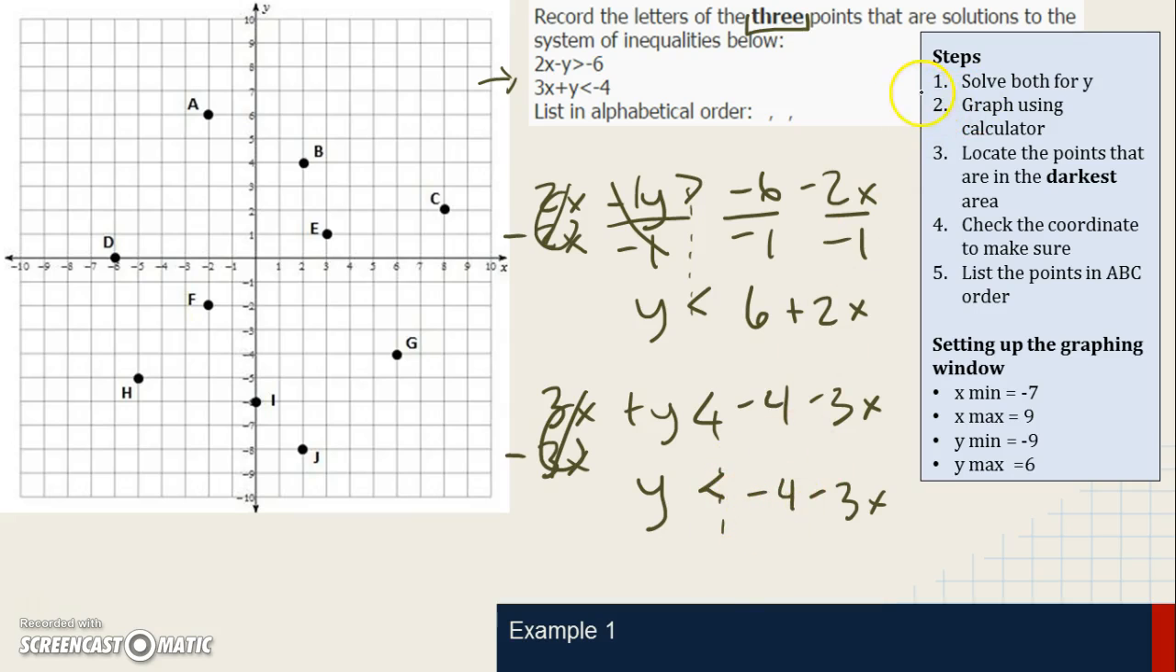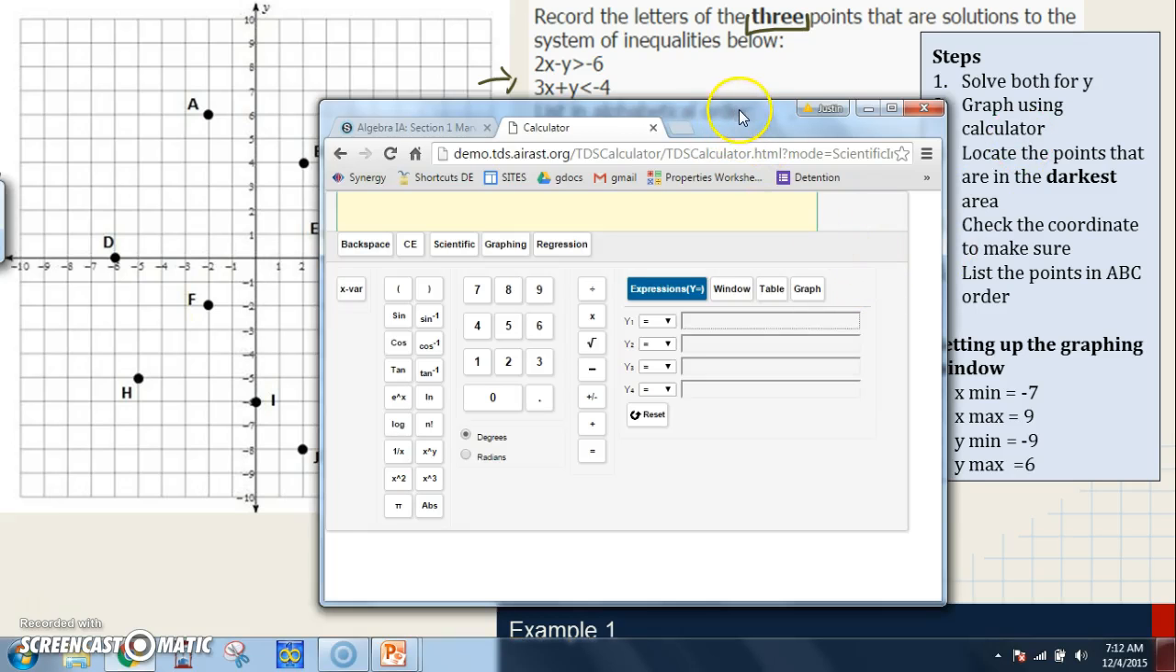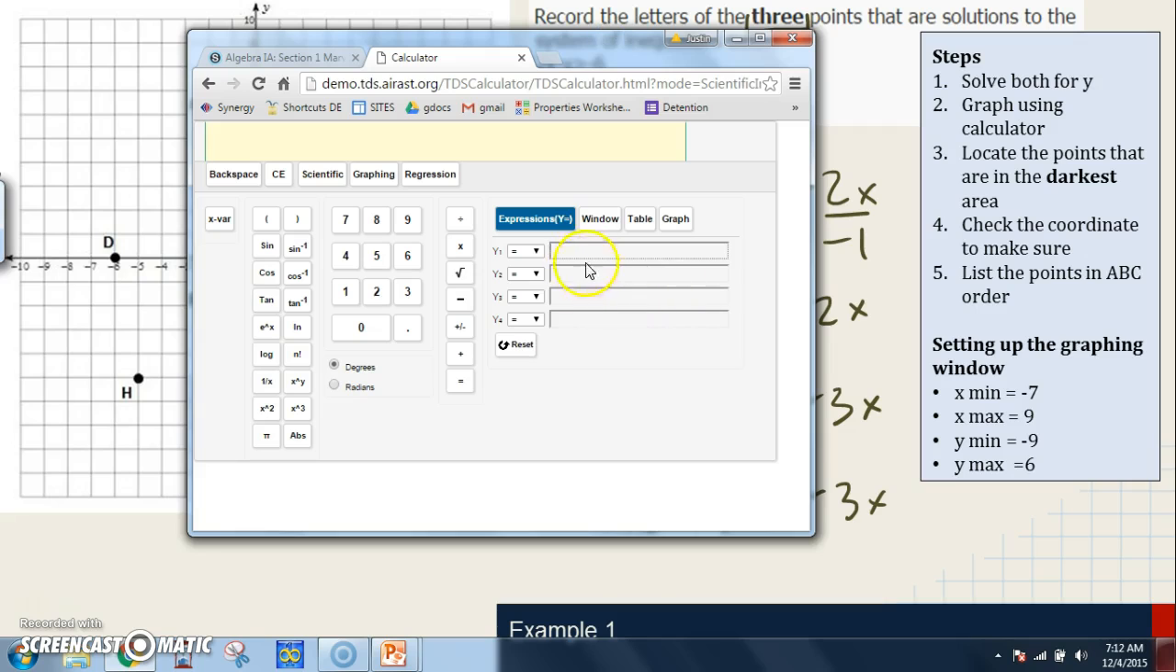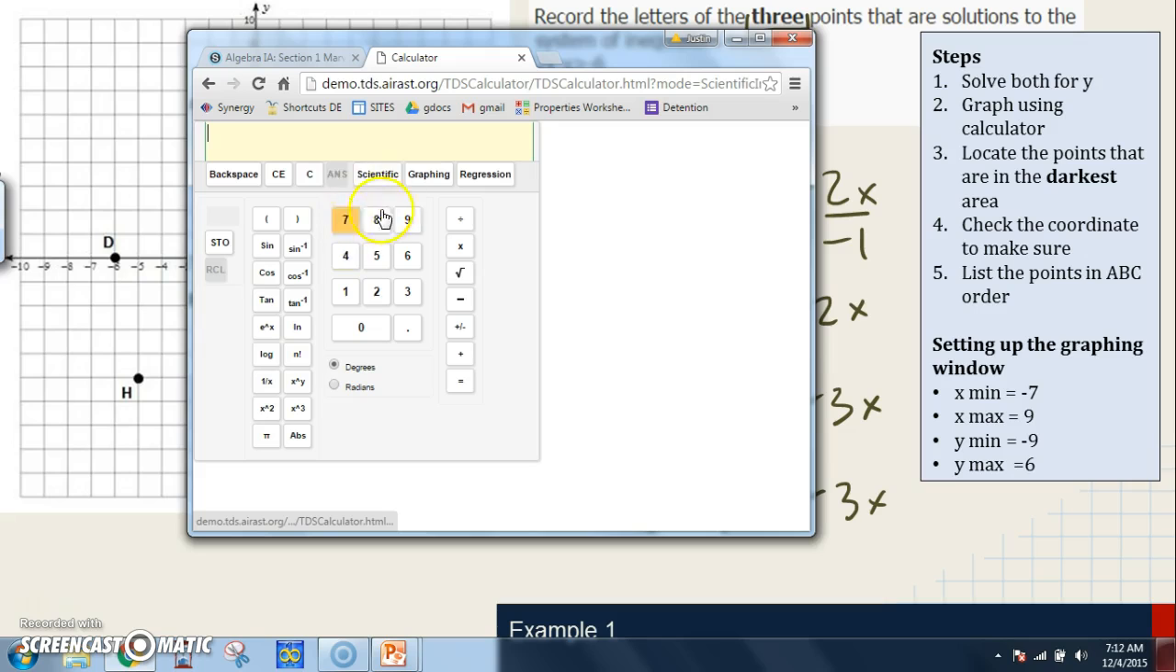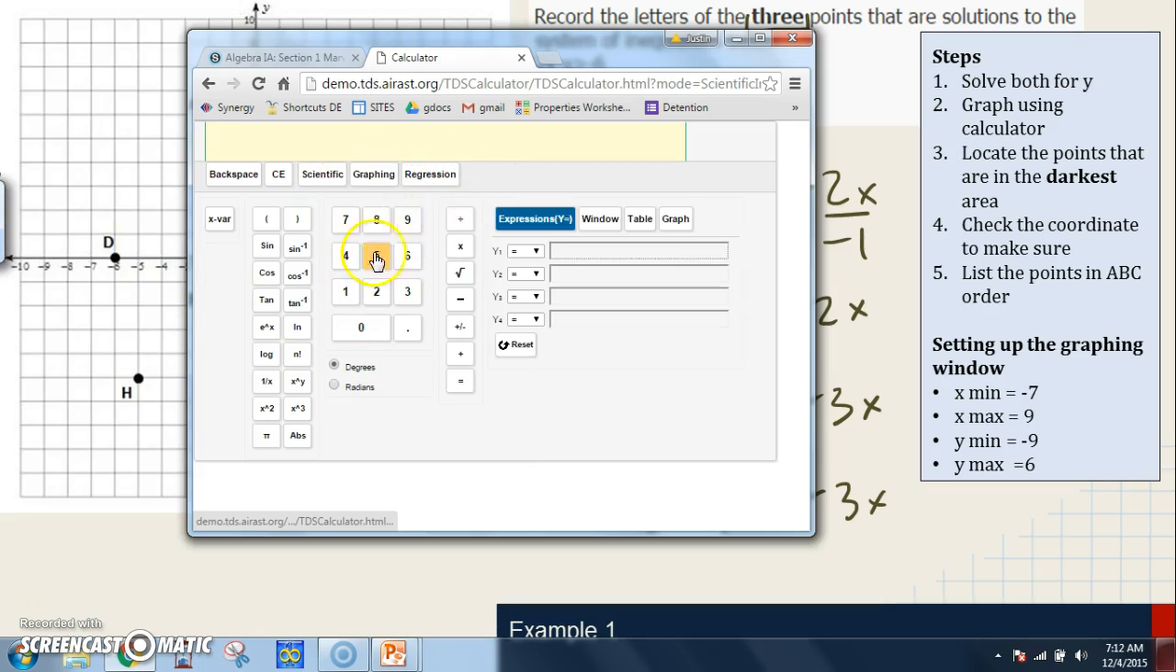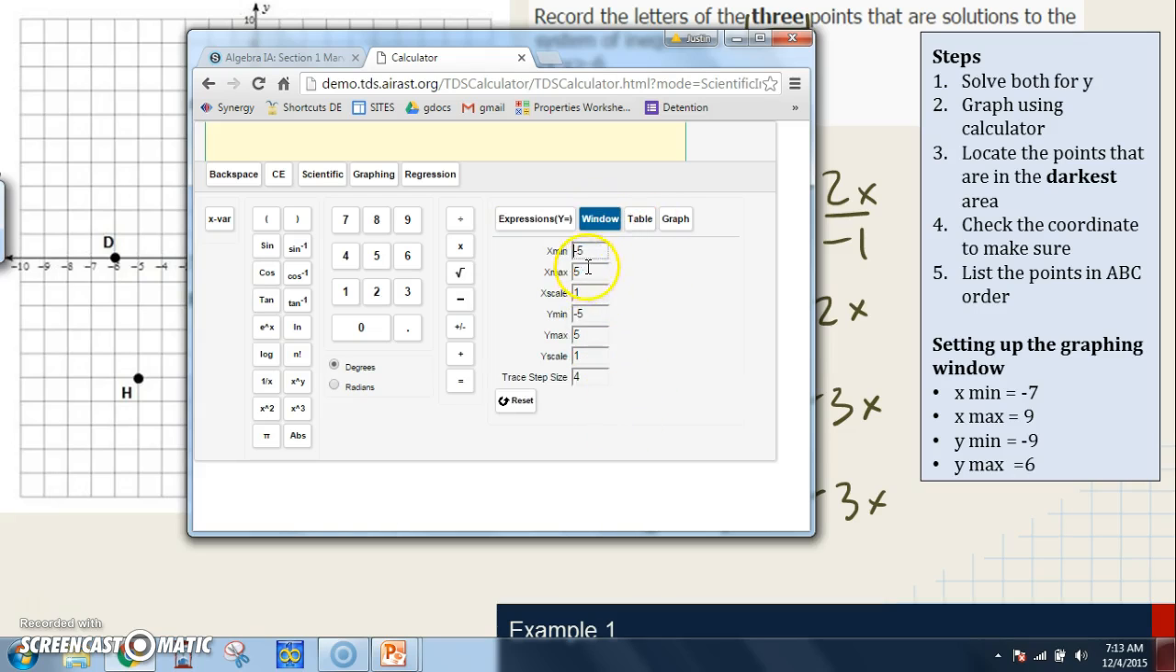Now we can go ahead onto the second step, which is to use the graphing calculator. So I'm going to pull up this graphing calculator. Before I start typing things in this expression box, if you don't know where to go, you'll probably see the scientific feature first, hit graphing, get to graphing, then it'll take you to expressions. This is where we're going to type the 2 in, but before I do that, I'm going to make it a little bit easier for me to identify the points that are solutions by using this window feature.